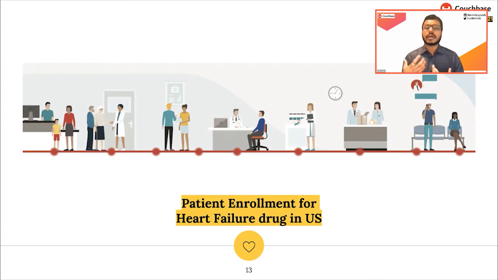Now let's talk about another interesting aspect, which is patient enrollment for a heart failure drug. So there's a heart failure drug which recently got approval from FDA, and it was rated as the best medicine which is available in the market.